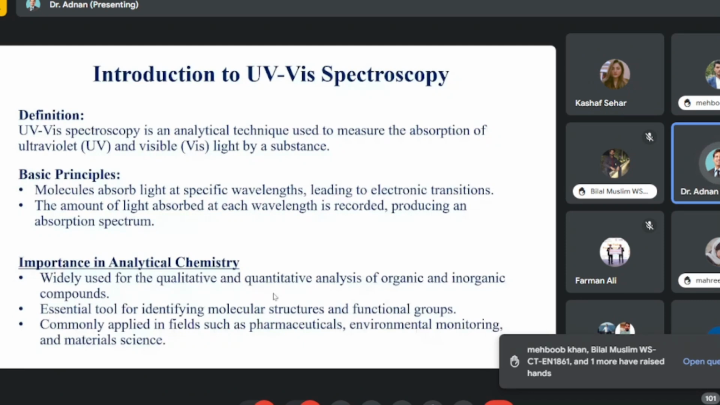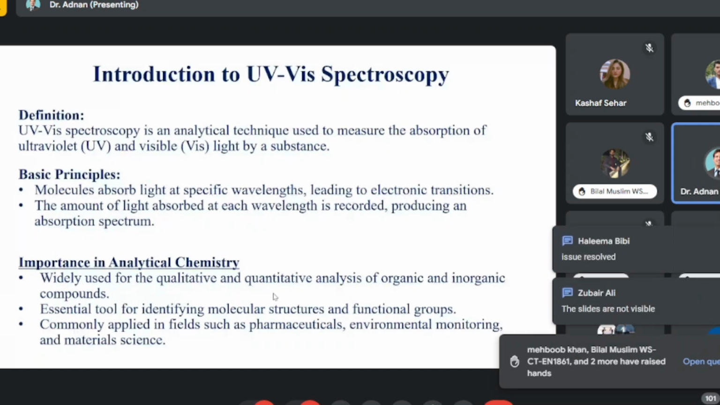So the basic principle was when electromagnetic radiation in the UV visible region is absorbed by specific molecules at a specific wavelength, they lead to electronic transition. The amount of light absorbed at each wavelength is recorded, producing an absorption spectra. By this way, we measure the UV visible spectra of that substance and we characterize that substance.